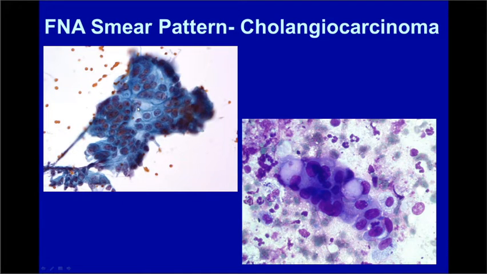Here, the cytoplasm's a little clearer. Here's a Diff-Quik where we nicely see the cytoplasmic mucin vacuole, and in the background, we see evidence that there are some histiocytes and probably some ongoing necrosis. So really the typical pattern of a cholangiocarcinoma that we're going to encounter is an adenocarcinoma.